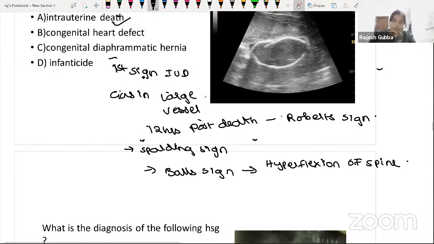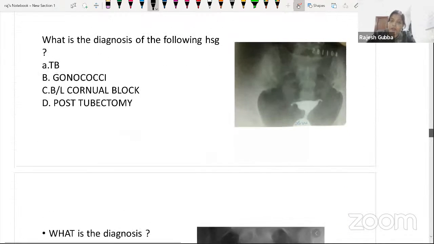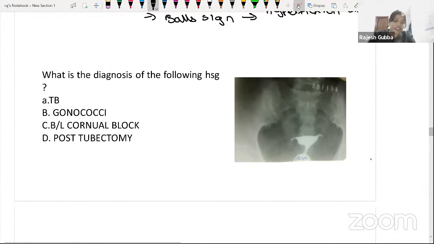Okay, let's see the next question. What is the diagnosis of the following HSG? Yeah, sorry, hyperextension of the spine. That's the Ball sign. Very good, Vishal. What is the diagnosis of this HSG?